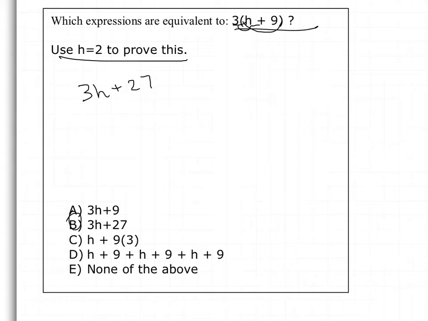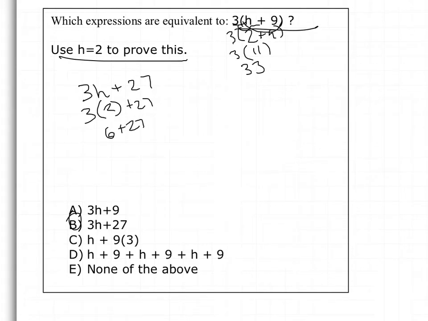One thing we can do is use h equals 2 to prove this. So 3 times (2 plus 9), parentheses first, 3 times 11 would give me 33. Coming over here, if we plug in 2, 3 times 2 plus 27 is 6 plus 27, which would be 33. So that indeed checks and proves that that is correct.